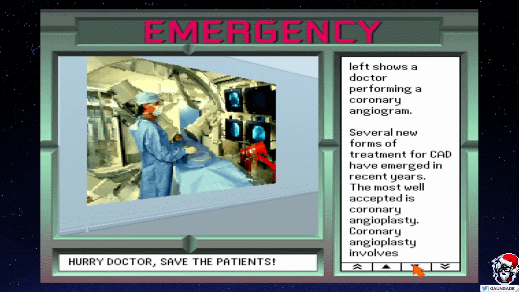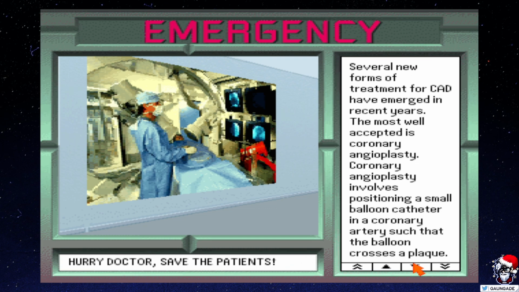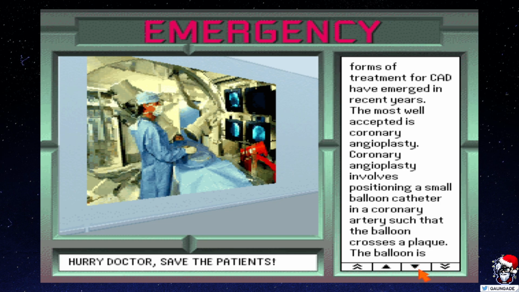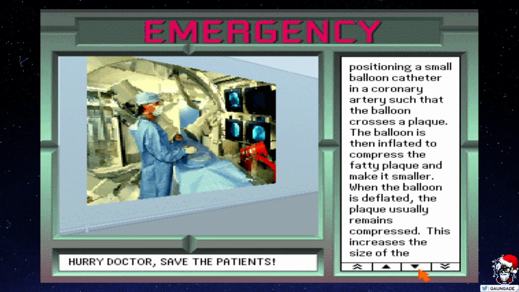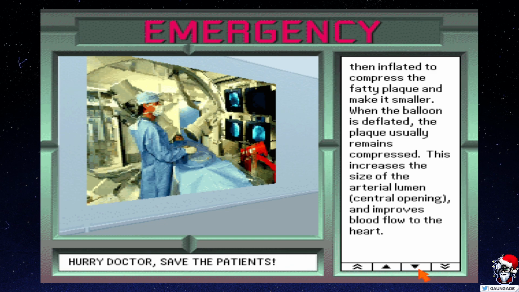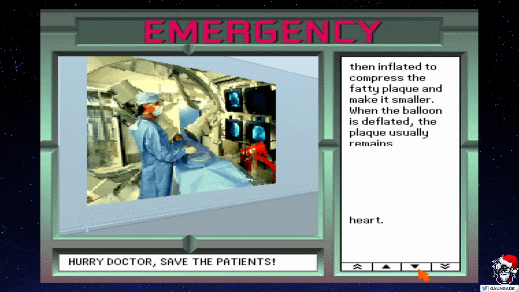Several new forms of treatment for coronary artery disease have emerged in recent years. The most well accepted is coronary angioplasty. Coronary angioplasty involves positioning a small balloon catheter in a coronary artery such that the balloon crosses a plaque. The balloon is then inflated to compress the fatty plaque and make it smaller. When the balloon is deflated, the plaque usually remains compressed. This increases the size of the arterial lumen, central opening, and improves blood flow to the heart.